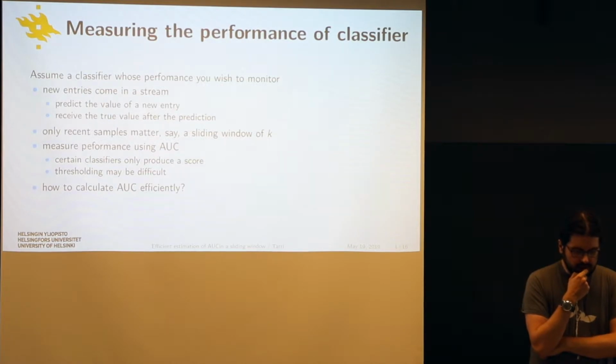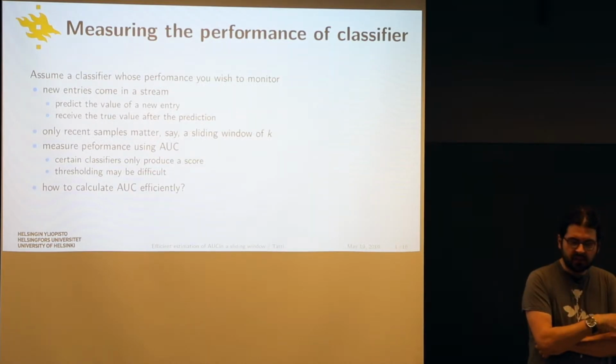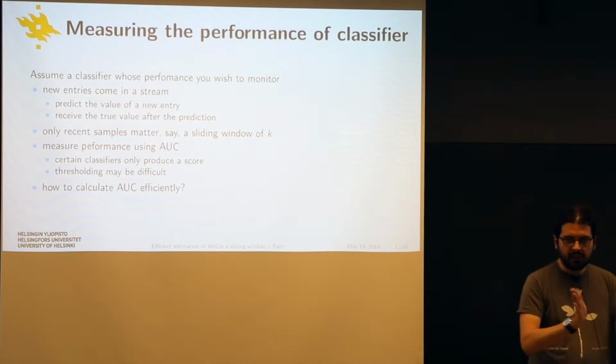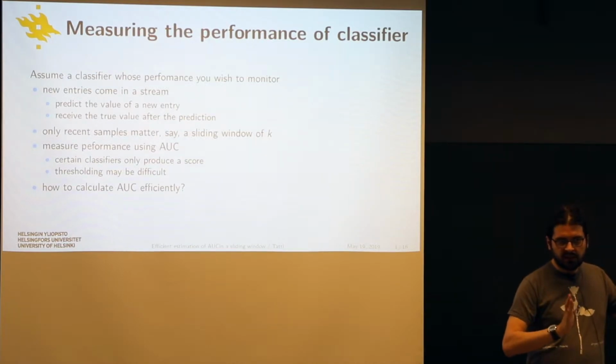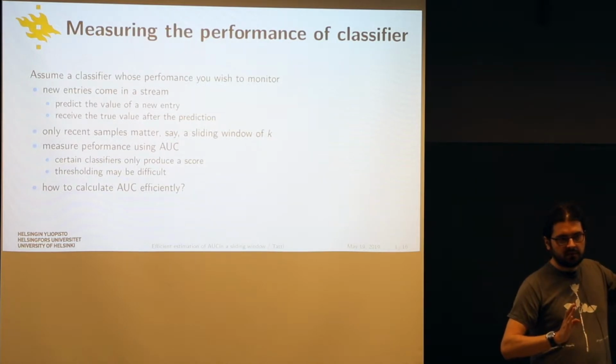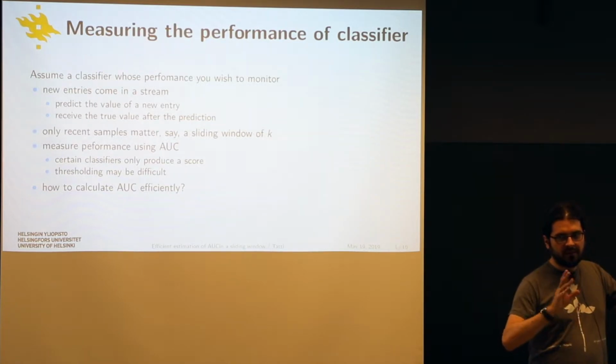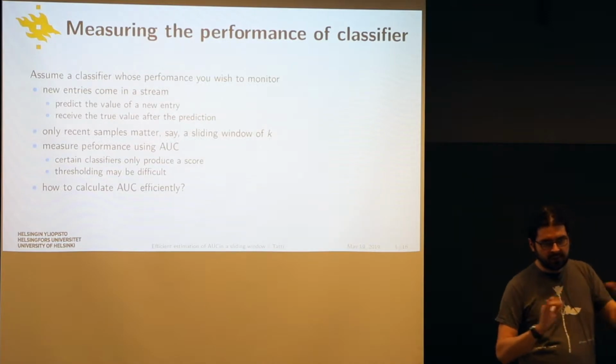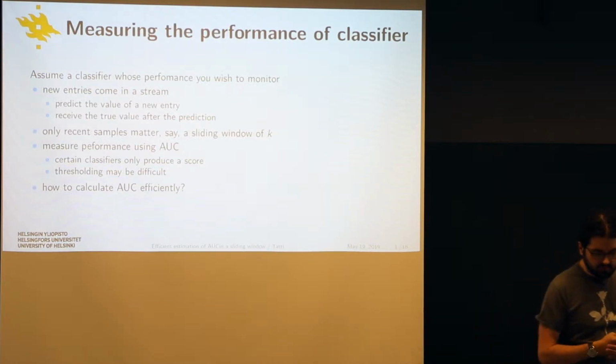So let's say that you only care about recent samples. Let's say you have a sliding window of k entries, so you only care about the k last samples that have happened to you. When a new sample comes in, you get rid of the oldest one somehow, and then you look at the performance of your classifier over these k samples.